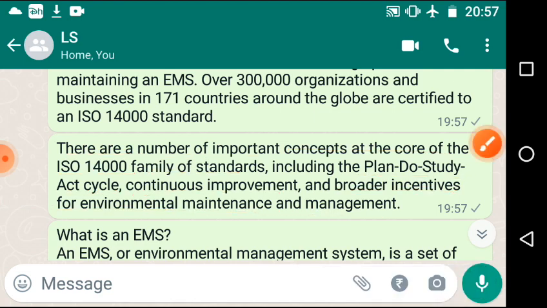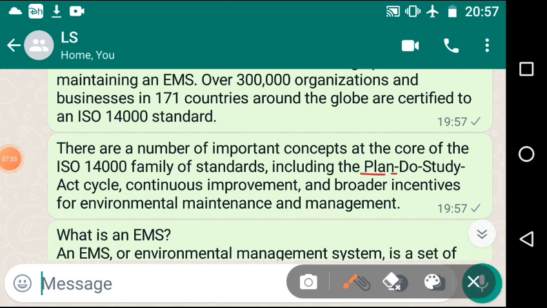Now there are a number of important concepts at the core of the ISO 14000 family of standards, including the plan, do, study, act cycle, continuous improvement, and broader incentives for environmental maintenance and management. There are many topics related to ISO 14000, and the concepts are the plan, do, study, act cycle. I will discuss them after talking about the EMS, the environmental management system.